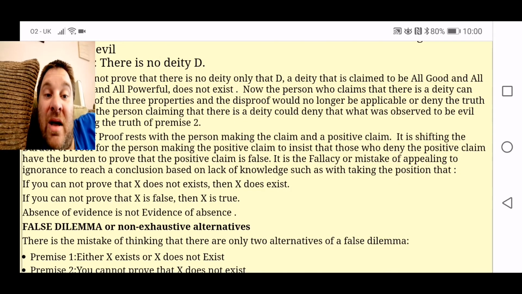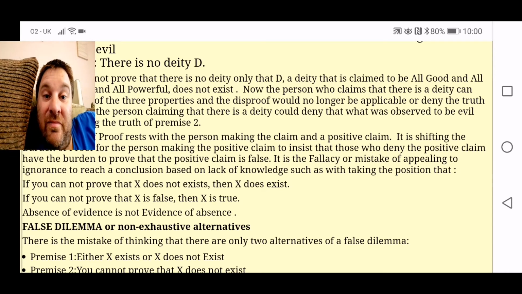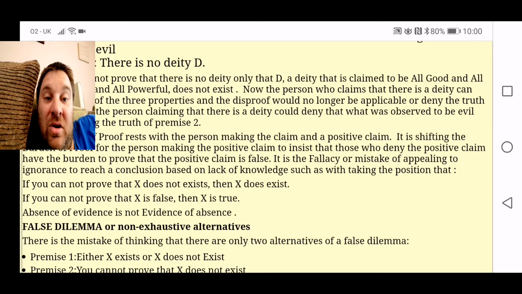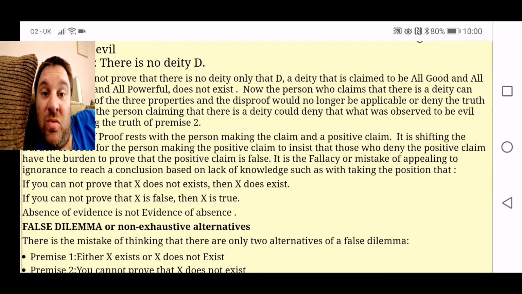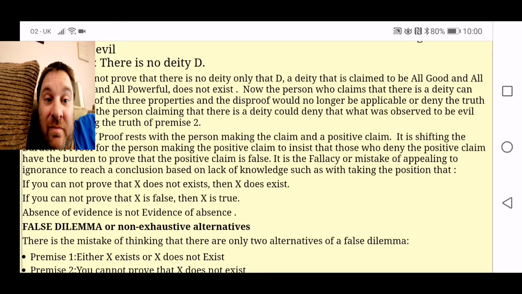If you cannot prove that the globe does not exist, then the globe does exist. If you cannot prove that the globe is false, then the globe is true. Absence of evidence is not evidence of absence.